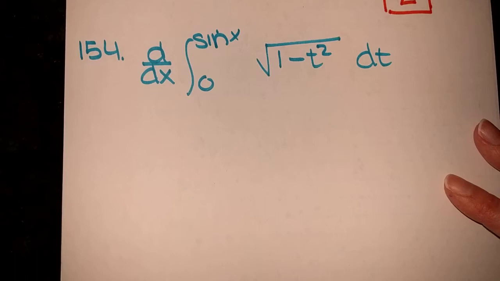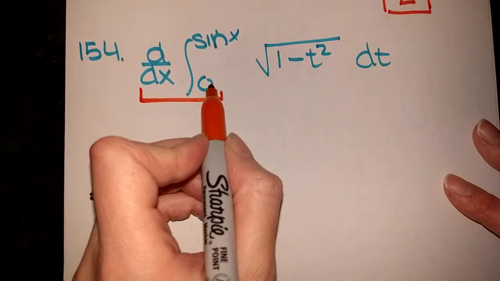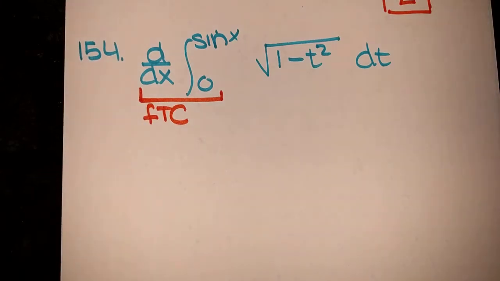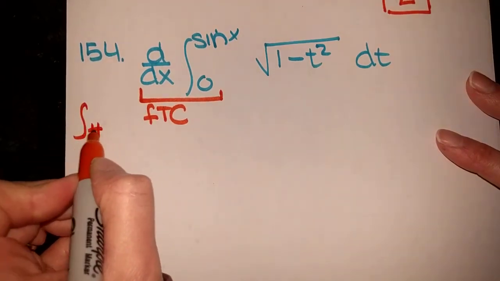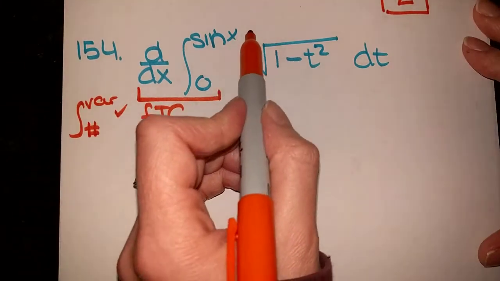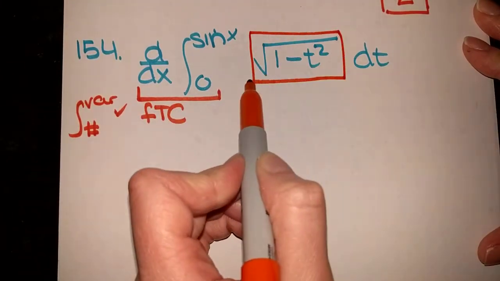So first thing to notice is that we're taking the derivative of an integral. So that means we're using the fundamental theorem of calculus. The fundamental theorem relates those two concepts together. For the fundamental theorem to work, we need the structure of a number to a variable, which we do have in this problem. So then we focus in on the integrand.